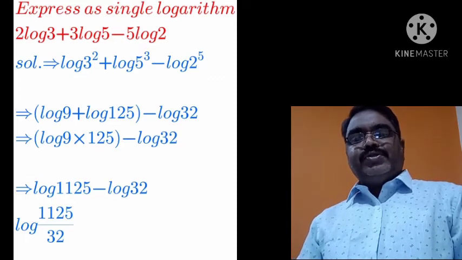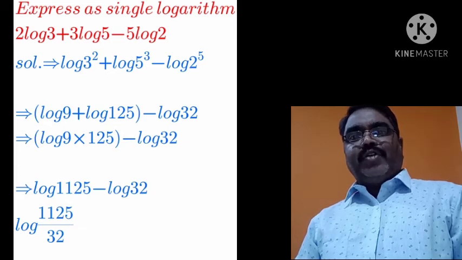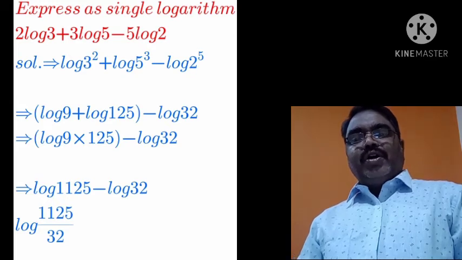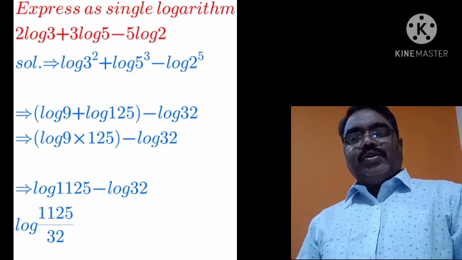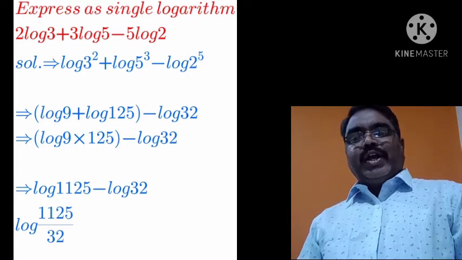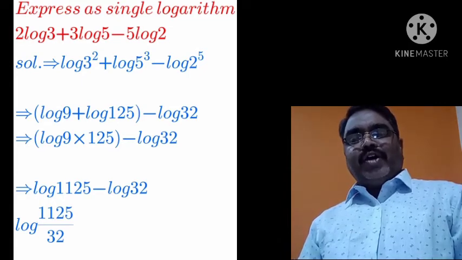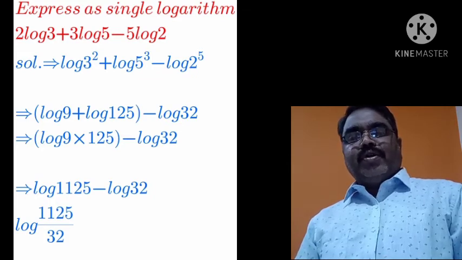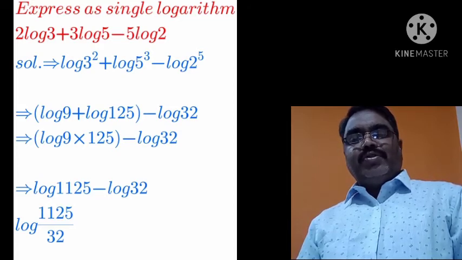First we use the law of exponent of logarithm. 2 times log 3 can be written as log 3 to the power of 2, and 3 times log 5 can be written as log 5 to the power of 3. 5 times log 2 can be taken as log 2 to the power of 5. On simplification, we get log 9 plus log 125 minus log 32.